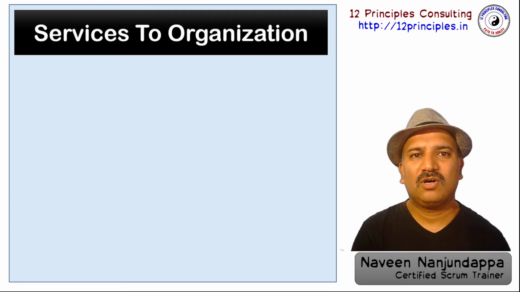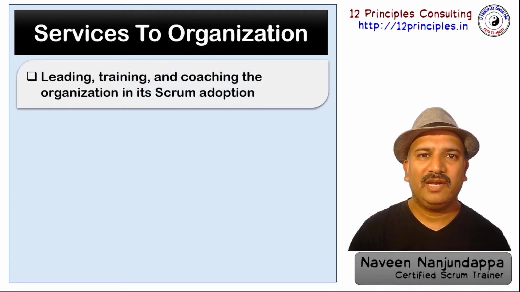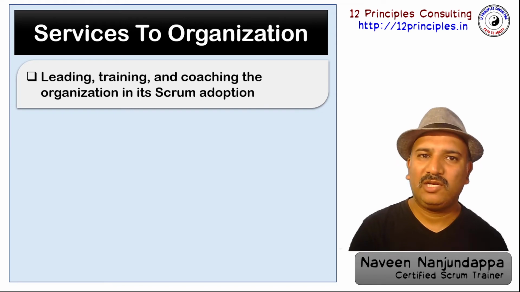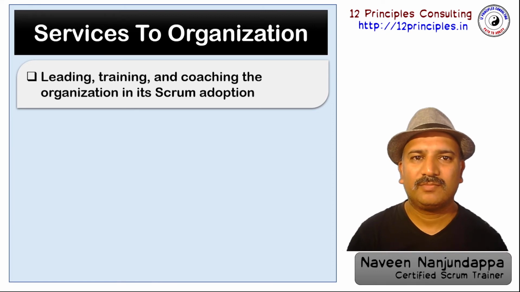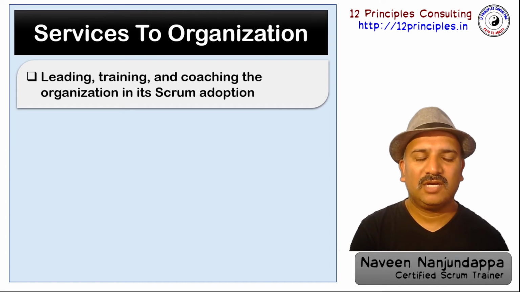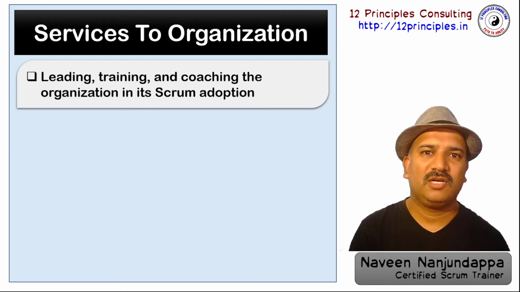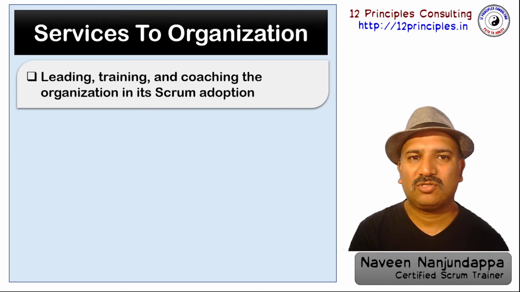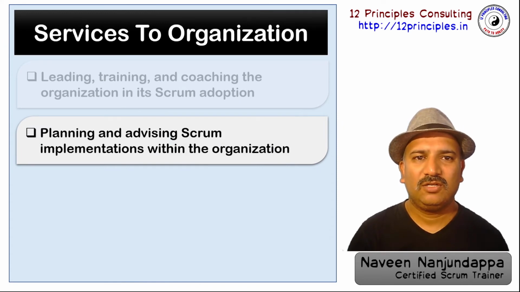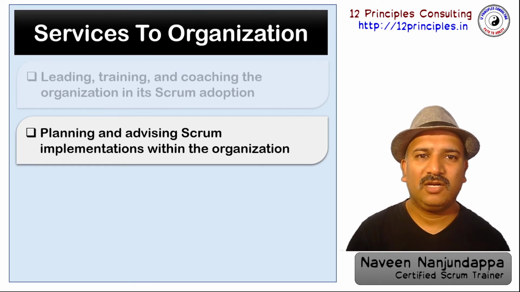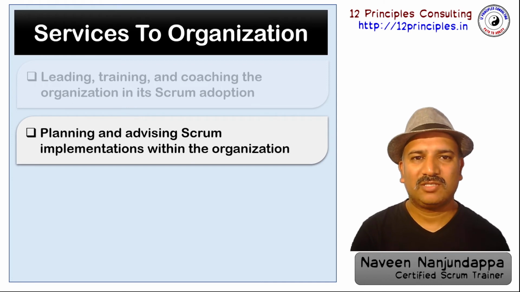So the services to the organization include leading, mentoring, and coaching, including the training program for organizations while they are adapting Scrum. As a Scrum Master, you should look at what needs the other teams have in the organization while the agile coaching and transformation is going on, especially adapting to the Scrum framework. Planning and advising Scrum implementation within the organization means being part of how to adapt Scrum and what could potentially be done in order to enable the teams to be the best during the transition.